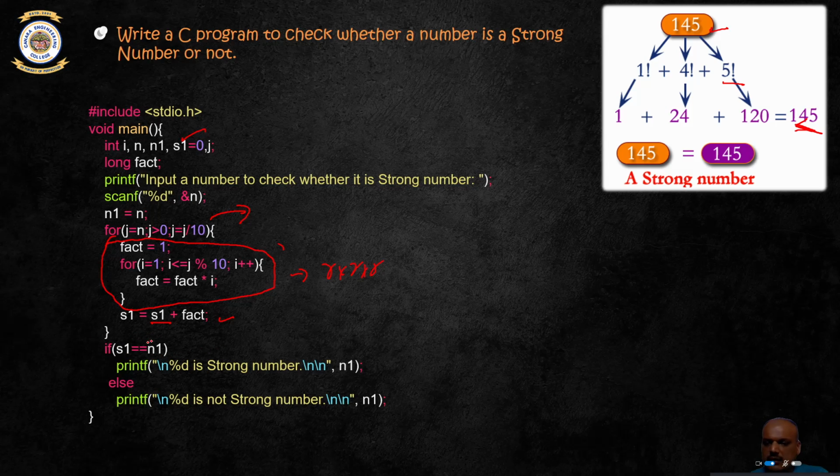Then I check whether the given sum is equivalent to the number which is stored in this temp variable out here. So the accumulated value, the sum of factorials which is there in s1, is it the same as the number? If both of them are the same, then I print out that the given number is a strong number. If not, then I print out that the given number is not a strong number.